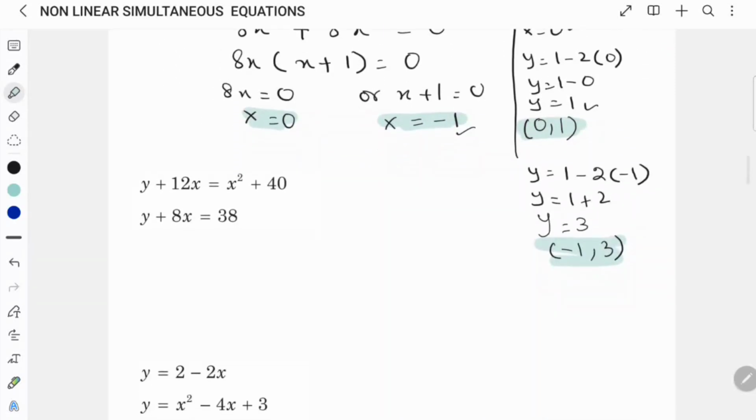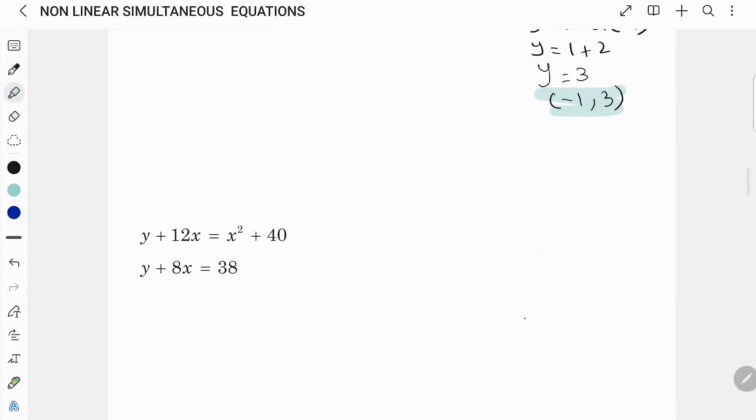Okay, now the next question is, this question is y plus 12x equals to x square plus 40 and y plus 8x is equals to 38. So obviously the first one is your quadratic equation, and the second one is the linear equation. Make y subject because this is 1y. 38 minus 8x will become your third equation. Alright, so you will have to put 3 in 1 because 1 is the quadratic equation. Your third equation has come out from 2, so don't put it into 2, otherwise everything will get cancelled.